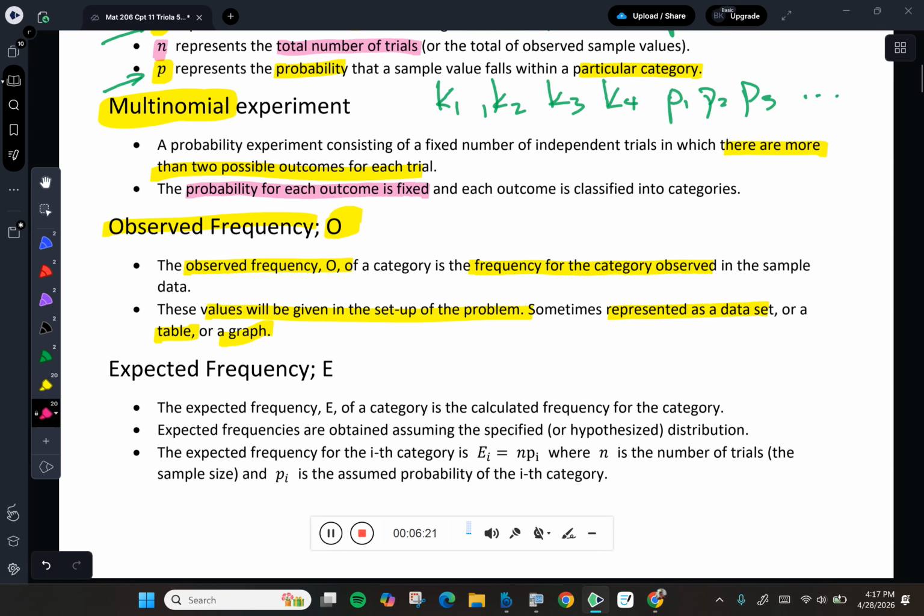Our expected frequency, E, is going to be the claim of how the outcome should be distributed. It is a calculated frequency for each category. So if I had a multinomial experiment that had 3 outcomes and I thought they were all the same, then the expected frequency for each outcome would be 1/3, 1/3, 1/3. And if I ran the experiment 30 times, I would expect to get 10 in each. 1/3 of 30 is 10.